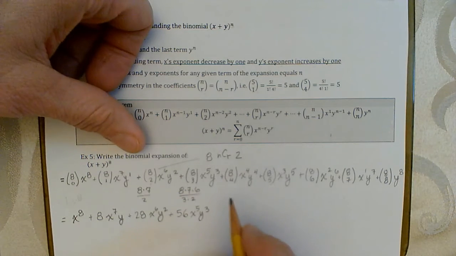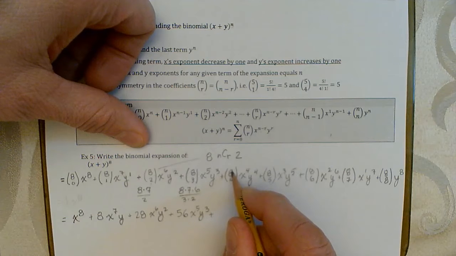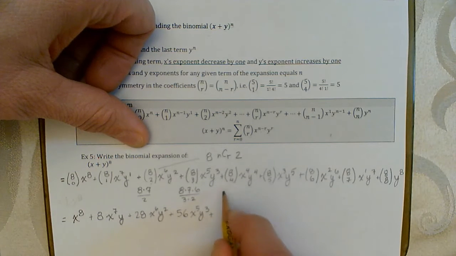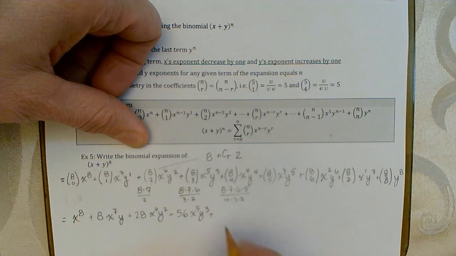All right, so now the next one. All right, so this is 8 factorial over 4 factorial, 4 factorial, so that's 8 times 7 times 6 times 5 over 4 times 3 times 2 times 1. That simplifies down to 70. So 70 x to the 4th, y to the 4th.